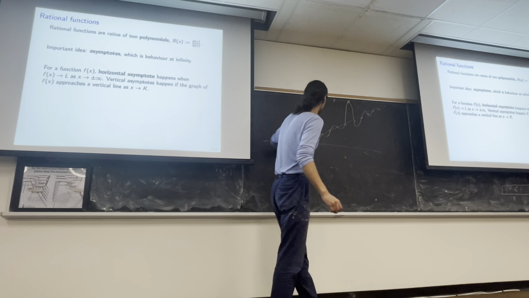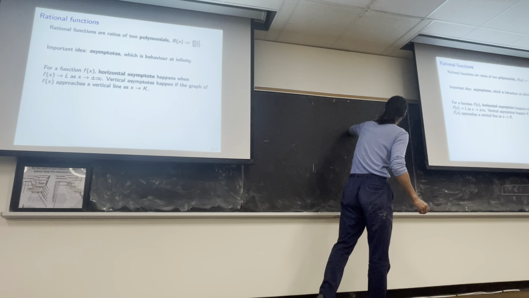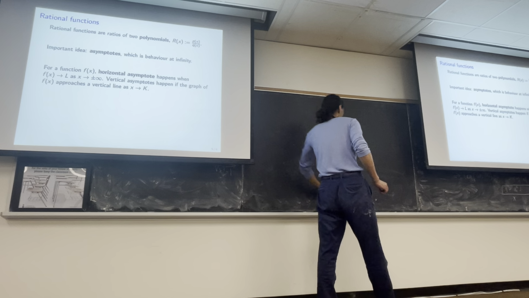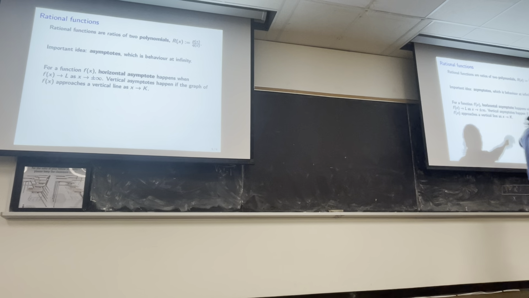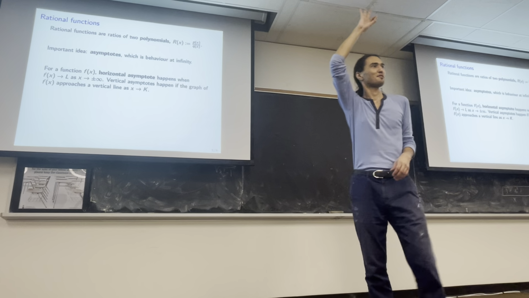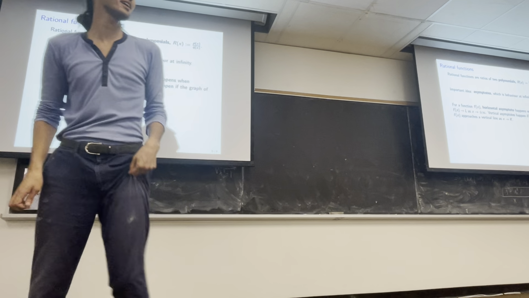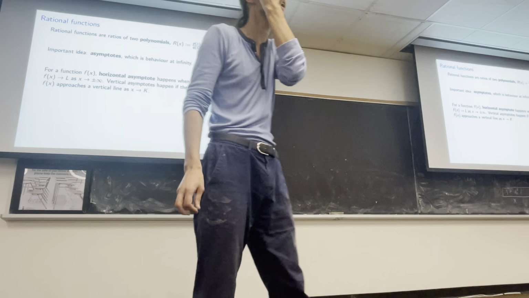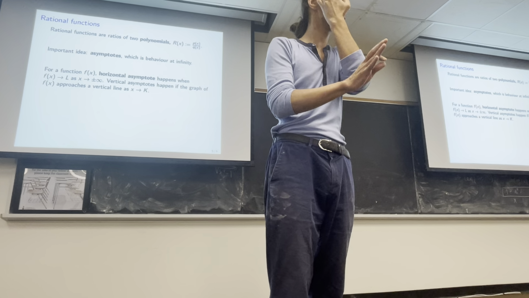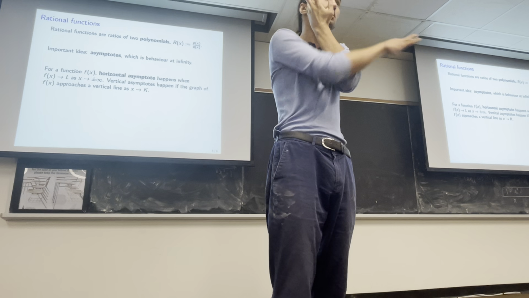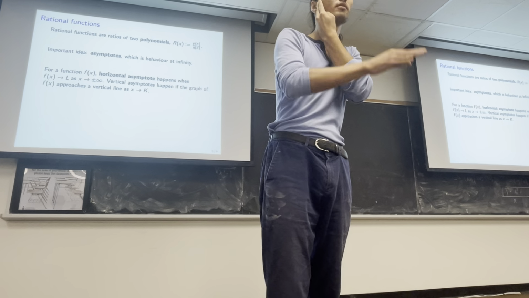So rational functions. What's a rational function? It's a function that's a ratio of two polynomials. For example, is sine x over x a rational function? Who says yes? Who says no? It isn't, because sine of x is not a polynomial. We have to use this definition: a rational function is always a ratio of two polynomials in this course.